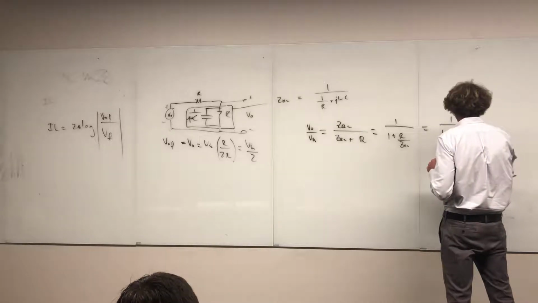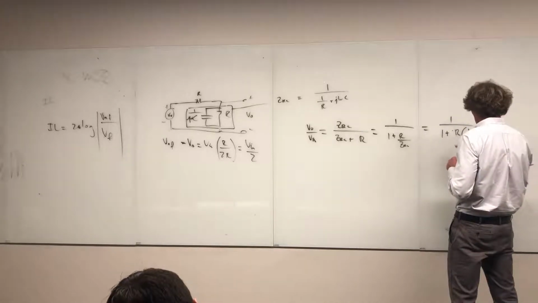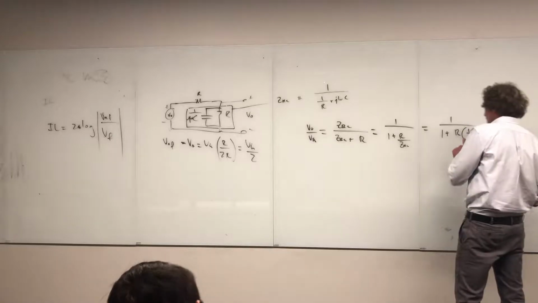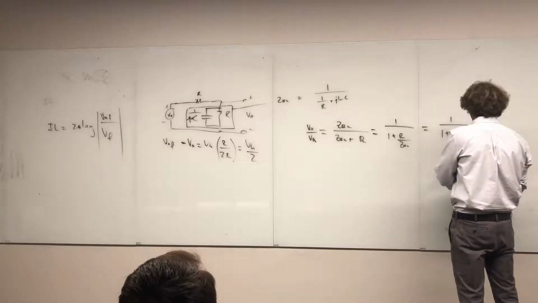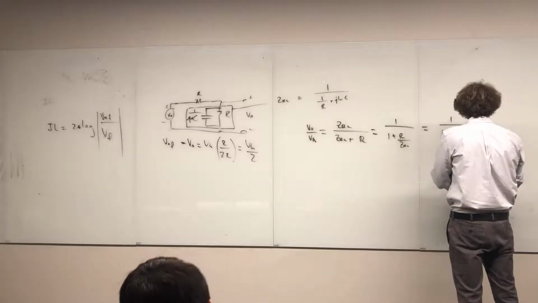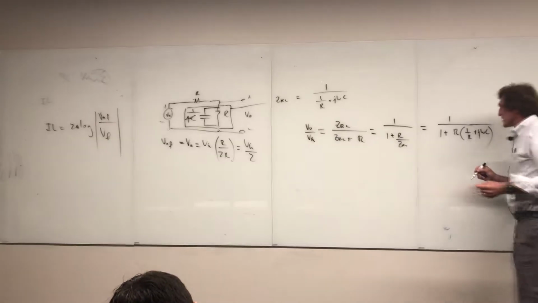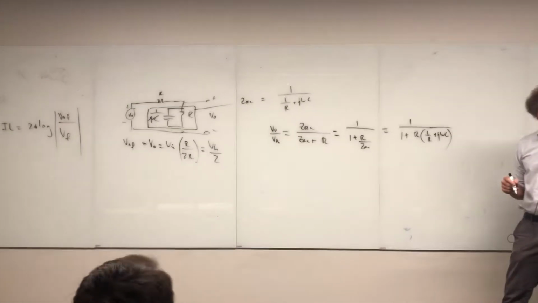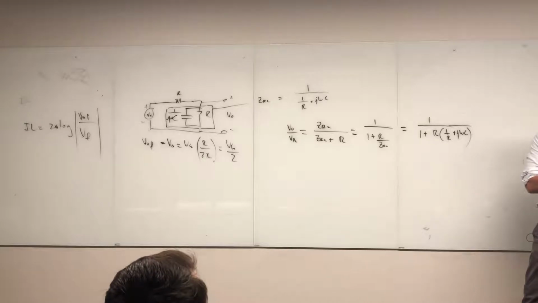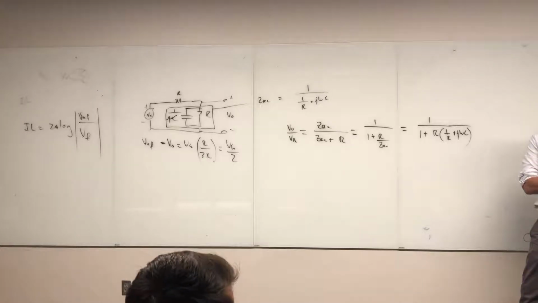Pardon me, there's no J here. Yeah, that's just R. I'm sorry, I put a J there, it shouldn't be. It's R plus 1 over R plus J omega C. Please just take a look at this. Make sure you see every step. It's obvious, but people can overlook it because it seems so simple. Do you all agree with that?